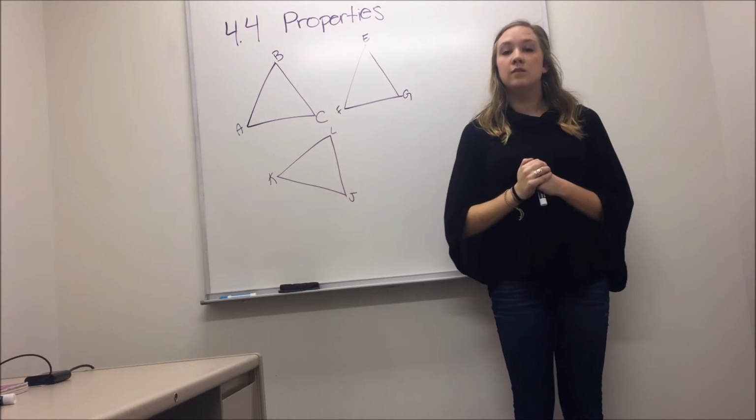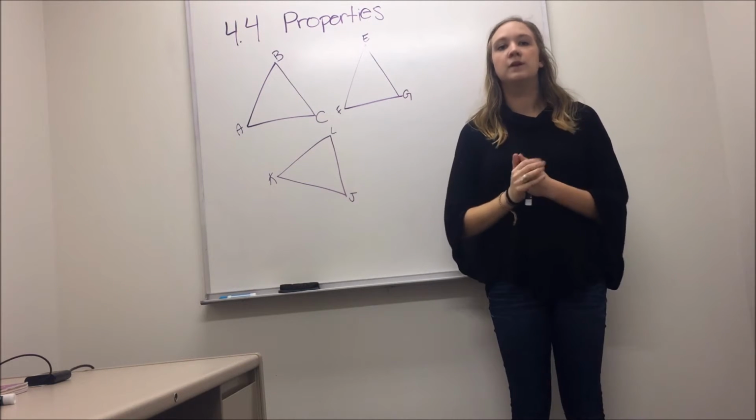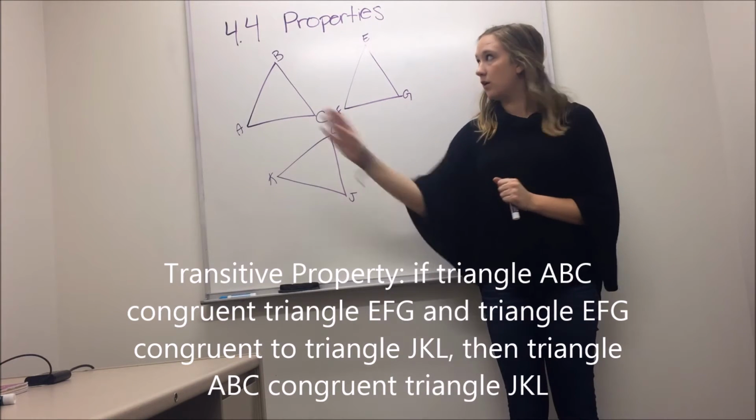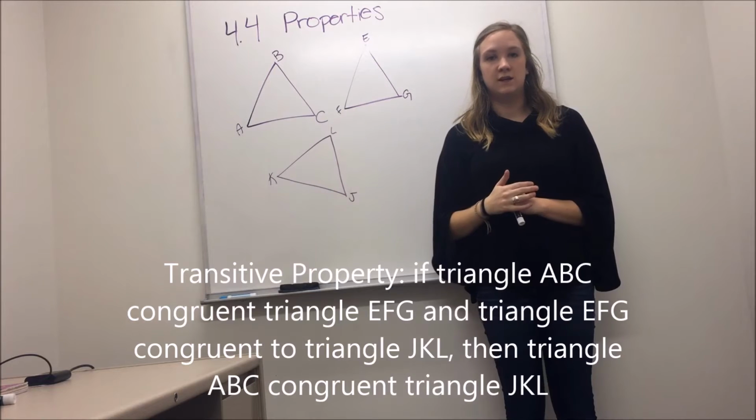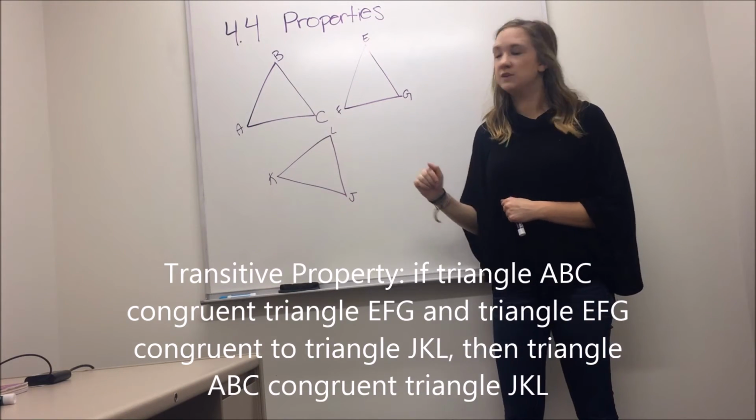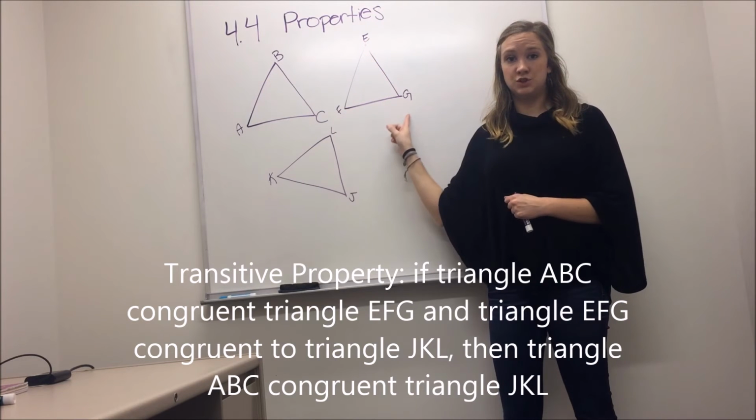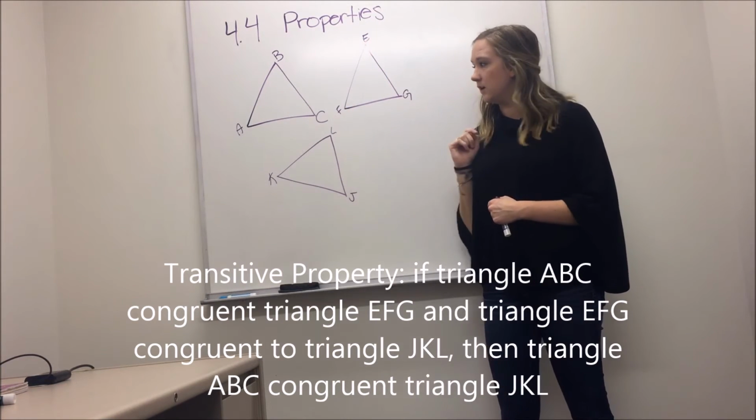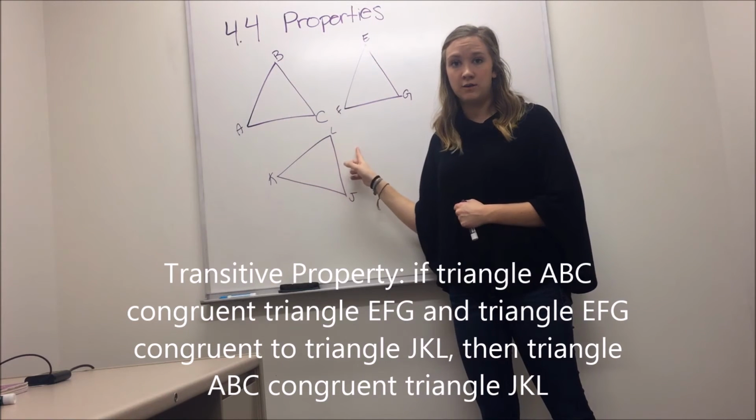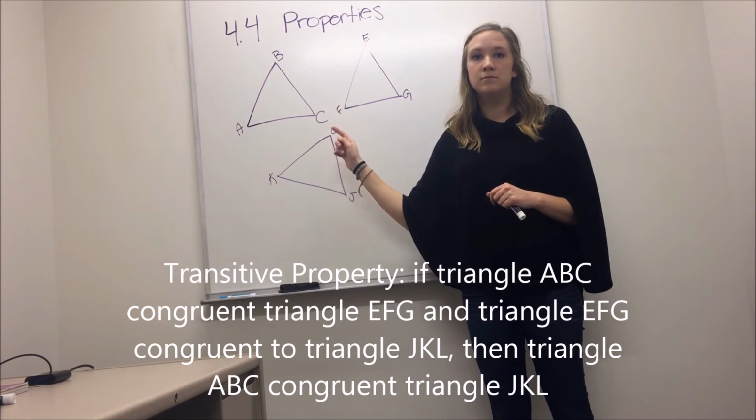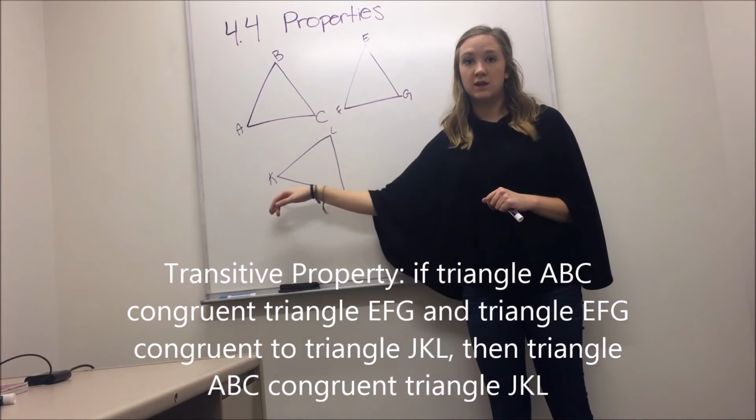The last property that you need to know, the third one, is the transitive property. So this one is going to be including all three triangles. So this says if ABC is congruent to EFG and EFG is congruent to JKL, then we can say that ABC is congruent to JKL.